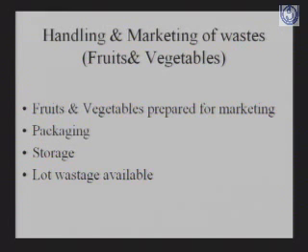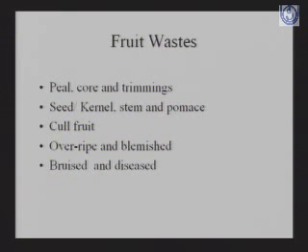Before utilization, first let us see what types of waste are produced by fruit, vegetables and packaging. In fruit waste you will find peel, core, trimmings, seed, kernel, stem and pomace. Cull fruit which cannot be marketed, oversized, undersized and blemished fruits, bruised and diseased commodities are segregated as waste, and only if this waste is utilized can we make value-added products.